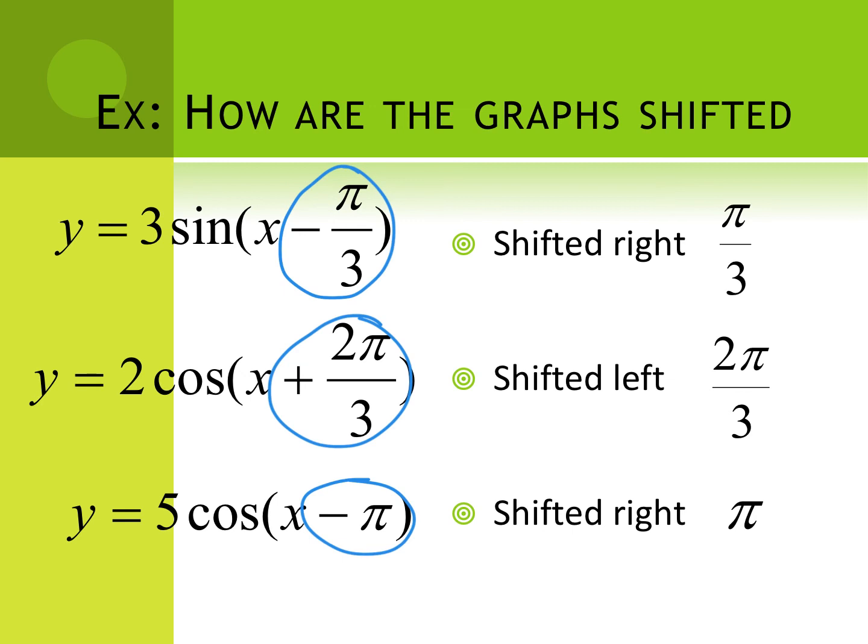One thing to point out here is that for all of our functions, your b value is 1, meaning there was no period change. If there was a different b value, all of your shifts would be affected by a horizontal shrink or stretch, just like your cycle would, or your x values would be. And we'll see that happen in some future examples.